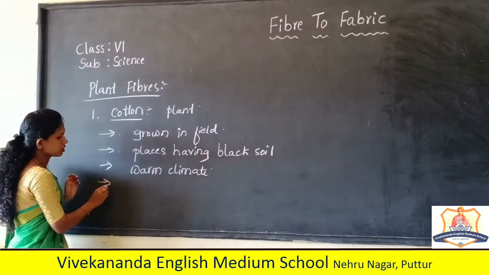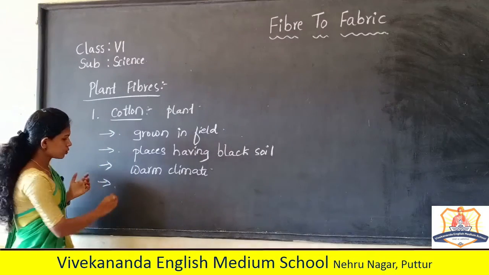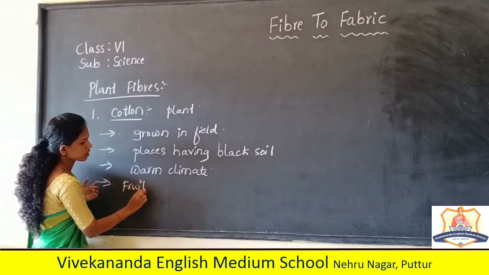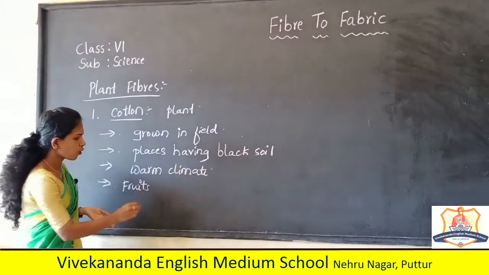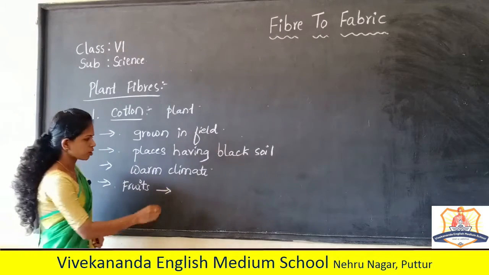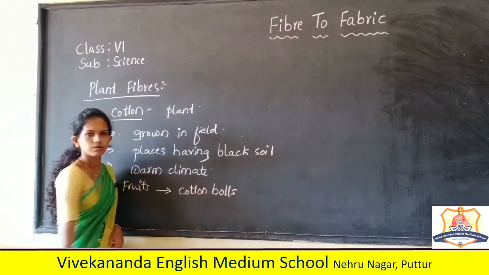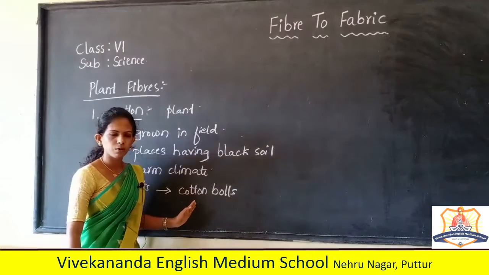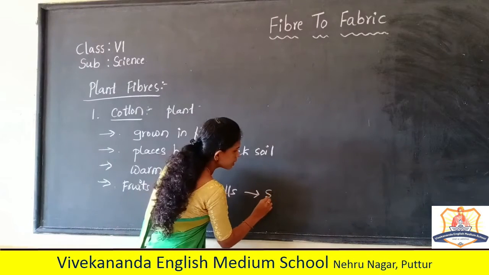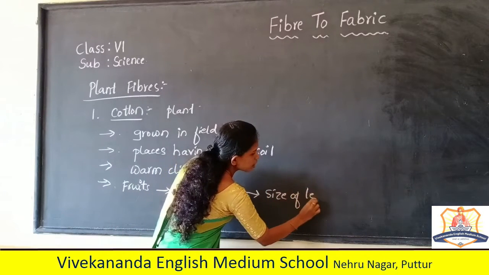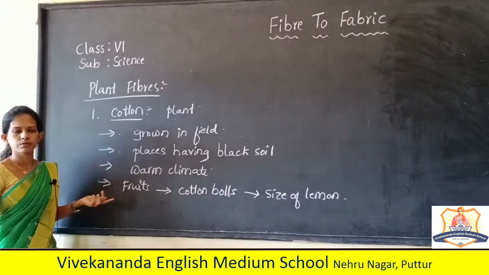After that it produces fruits, right? So the fruits of the cotton plant are called cotton balls. These cotton balls are about the size of a lemon, that is about the fruit.